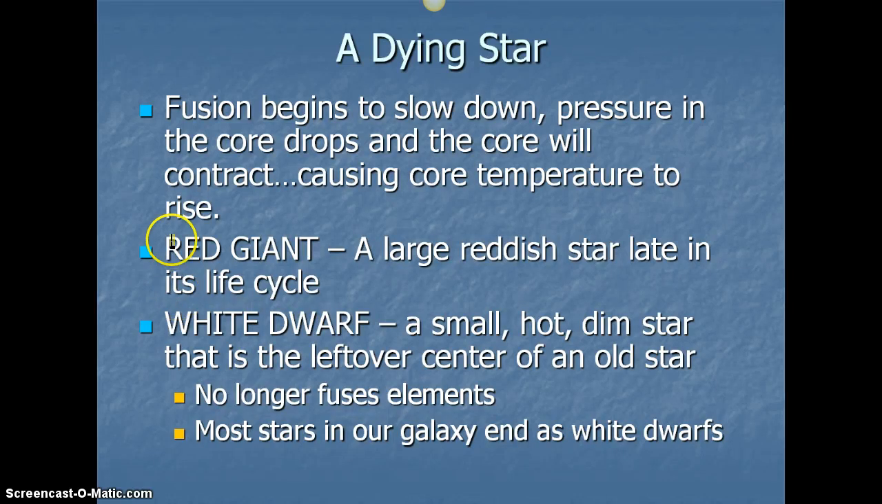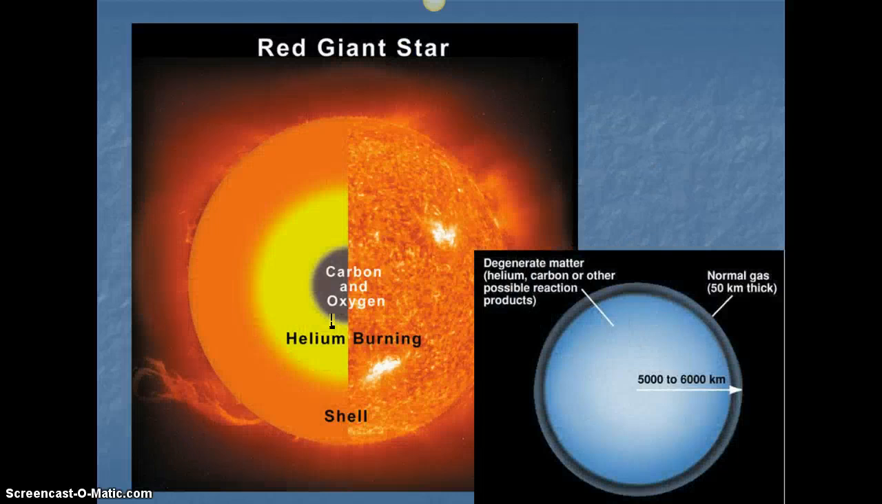A red giant, one of the ones I said you need to know, is a large reddish star that's late in its life cycle. Eventually, our sun will become a red giant, and then eventually it will become a white dwarf. That's in 5 billion years, so we've got some time. A white dwarf is a small, hot, dim star that is the leftover center of an old star. It's not fusing any elements anymore, and most of the stars in our galaxy will end as white dwarfs. Just to show you what that would look like.